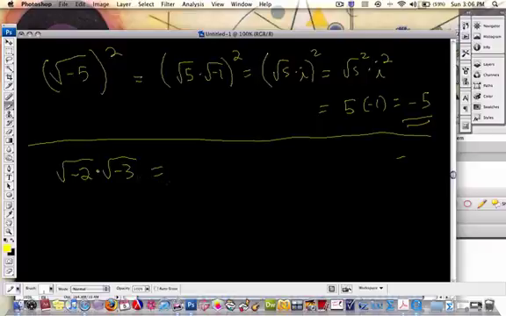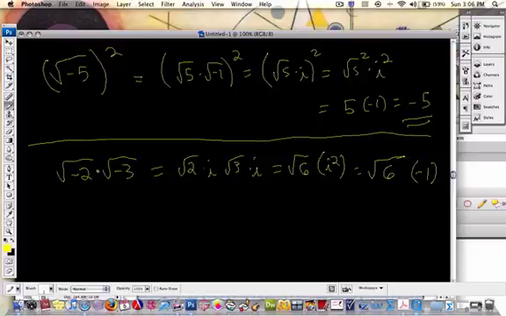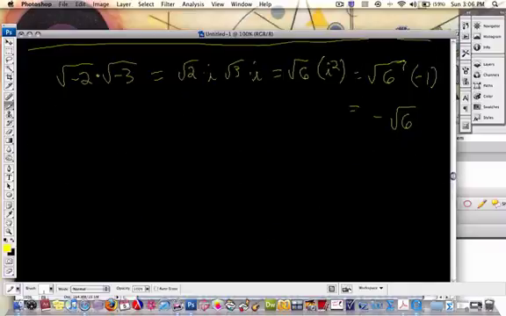When you have negatives in there, you first have to write them in terms of multiples of i. So square root of negative 2 is square root of 2 times i, and square root of negative 3 is square root of 3 times i. Now we can multiply inside the square root, so it's square root of 6 times i squared, which is square root of 6 times negative 1. This negative 1 is on the outside of the square root, so that's equal to negative square root of 6. Not the positive square root of 6, so just be careful with that.